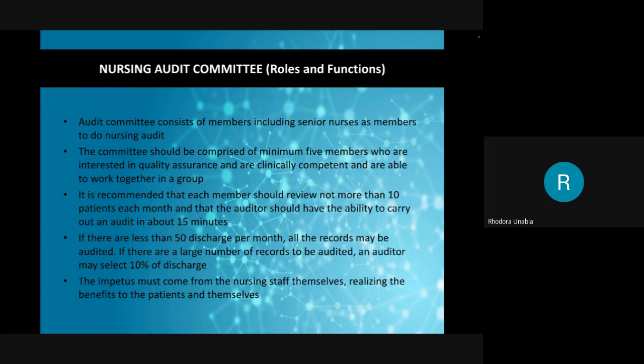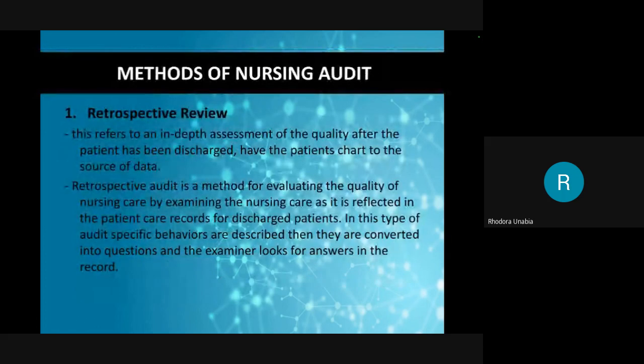So if there are less than 50 discharge per month, all the records may be audited. But if there are a large number of records to be audited, an auditor may select only 10% of the discharge. So the impetus must come from the nursing staff themselves, realizing the benefits to the patient and themselves. Next slide, please.